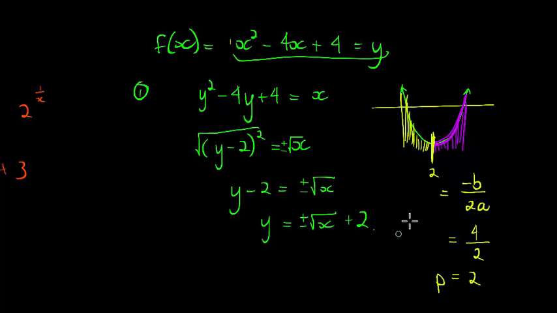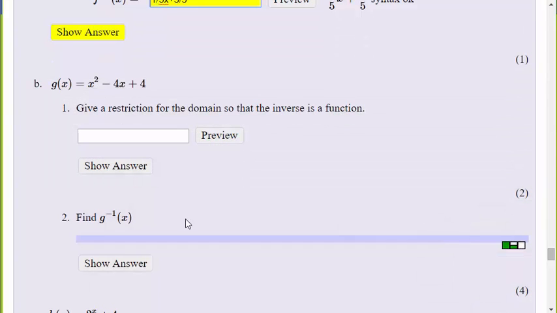In other words, if I wanted to restrict the domain so that the inverse will be a function, I will only look at x values greater or equal to 2 or x values less or equal to 2. One of the two. So if you put any one of those two values in here, for example, x is greater or equal to 2, that would have been correct. You get it? Not difficult, huh?